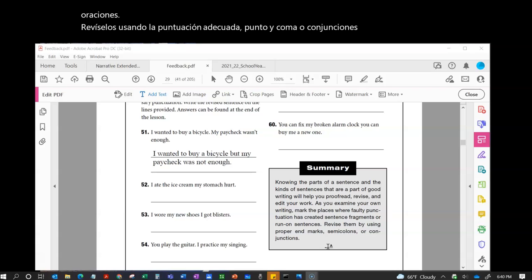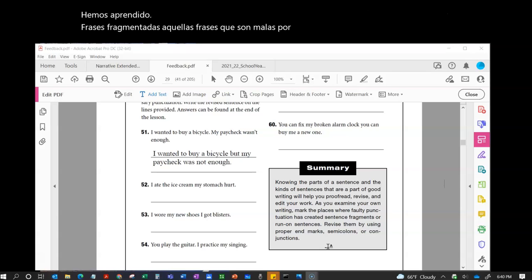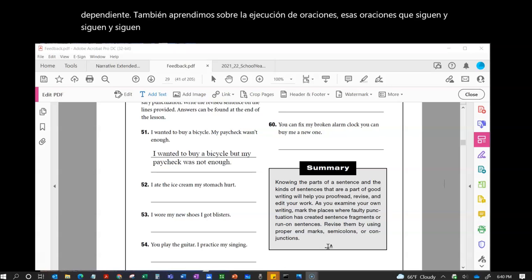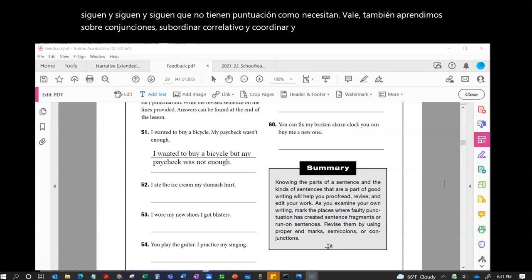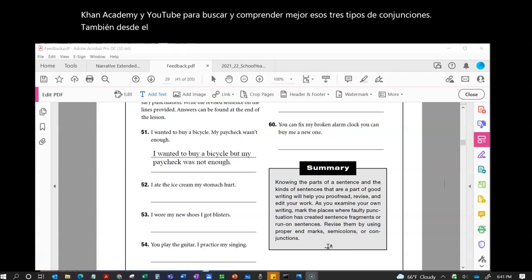Okay, so let's go back. We've learned about fragmented sentences, those sentences that are bad because of the independent or dependent clause. We also learned about run-on sentences, those sentences that just keep going on and on and on that don't have punctuation like they need to, okay? We also learned about conjunctions, subordinating, correlative, and coordinating. And I refer you to Khan Academy in YouTube to look up and get more understanding of those 3 types of conjunctions.